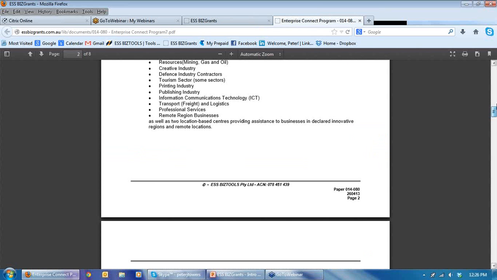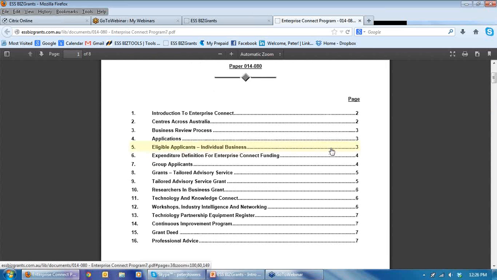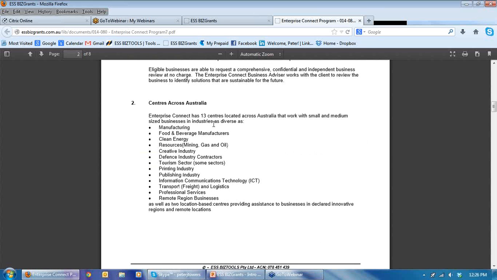So here's the paper. It's the Enterprise Connect program. How does it work? Just for curiosity, you can see there the industry groups that Enterprise Connect applies to. They can all have groups operating within them, except professional services, transport, and information technology. So the rest of them have all got this group concept.